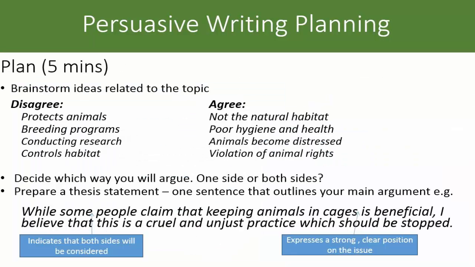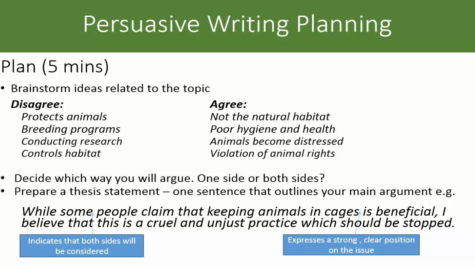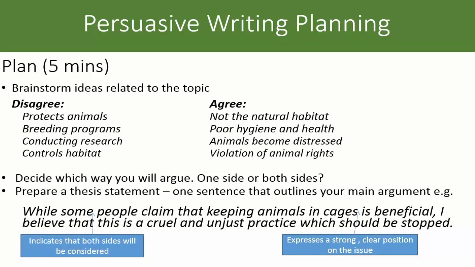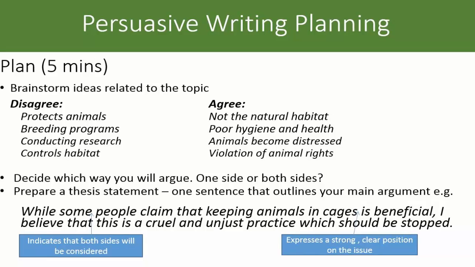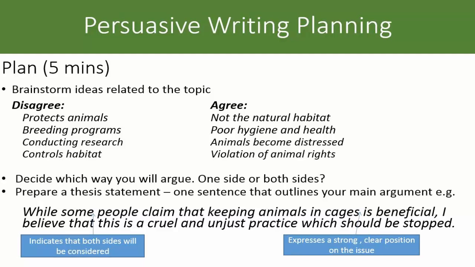So once you feel that you understand the question well, now it's time to plan. Firstly, brainstorm ideas related to the topic. You could use a mind map or a list, and here's an example of a list for the topic that we had. Consider both sides, the disagree and agree with a statement, and think of all the points. Decide which way you will argue. Are you going to argue for one side only or for both sides?